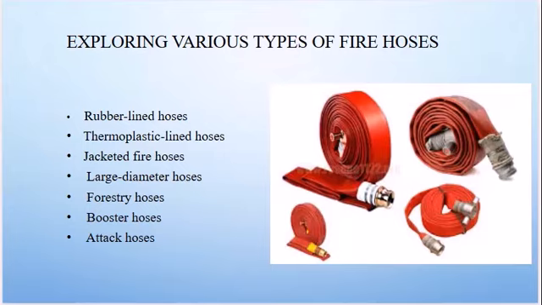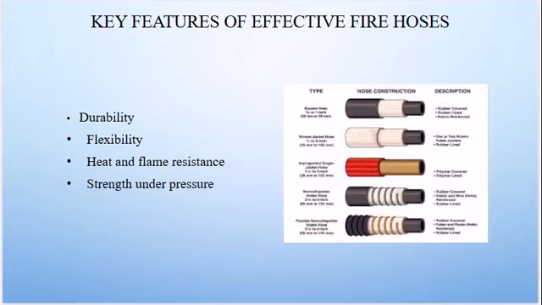Different types of fire hoses include rubber-lined hoses, thermoplastic-lined hoses, and jacketed fire hoses. Understanding the specifications of each type supports effective fire management. Regular checks ensure that hoses remain functional and compliant. Training personnel on hose types enhances emergency preparedness. Effective selection of fire hoses contributes to overall safety. Key features of effective fire hoses. Effective fire hoses must exhibit durability, flexibility, heat and flame resistance, and strength under pressure.